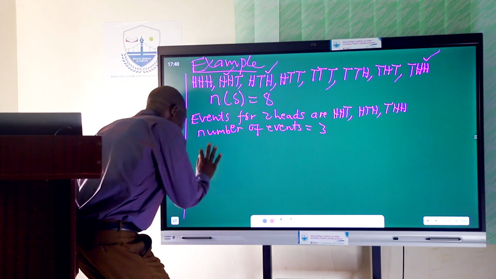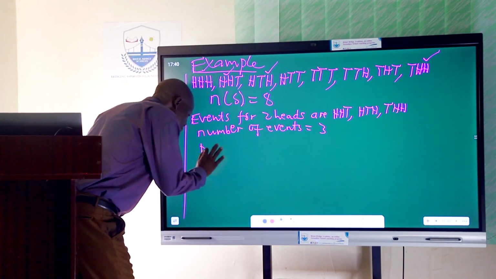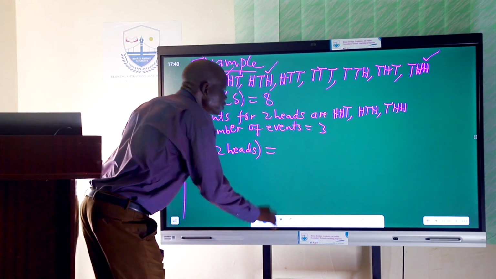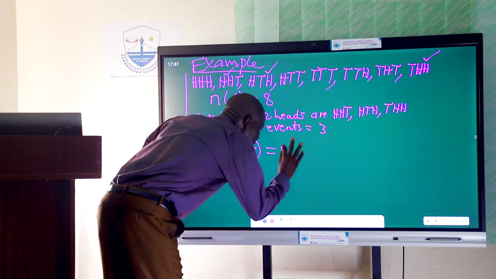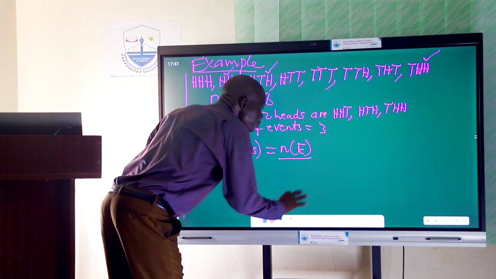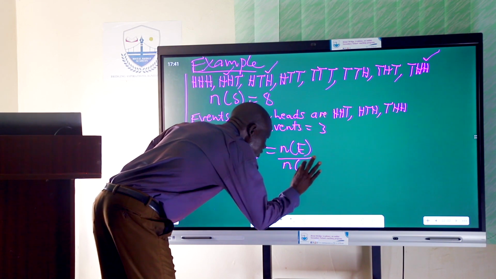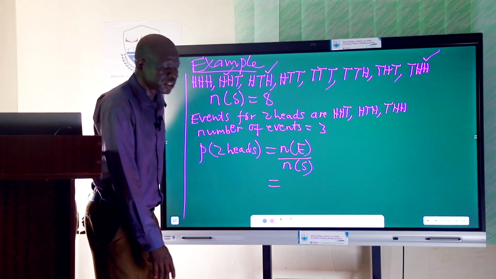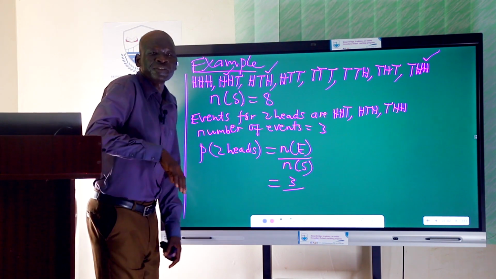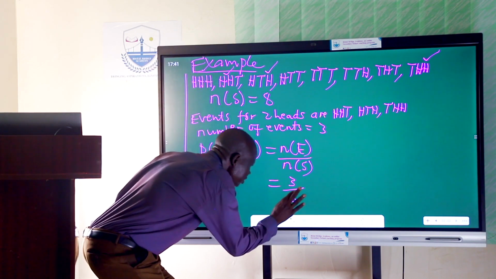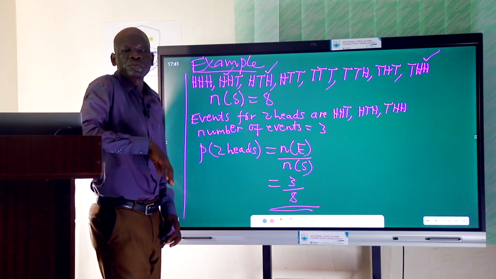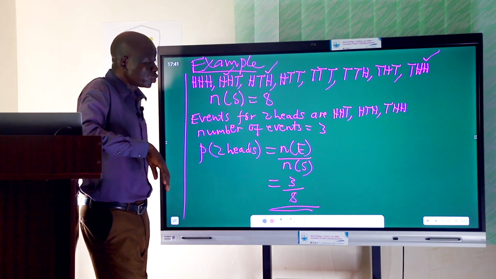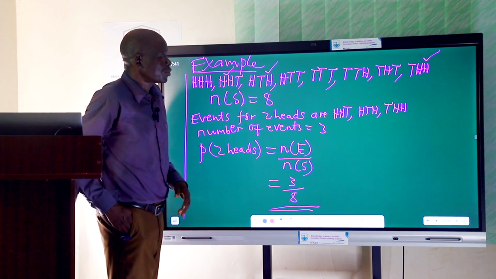So therefore, the probability of getting the 2 heads will be got by the number of events divided by the number of sample space, whereby the number of events here is equal to what? 3. The number of sample space is equal to 8. Therefore, 3 over 8 will be the probability of getting the 2 heads. So that is how you work out such a question.